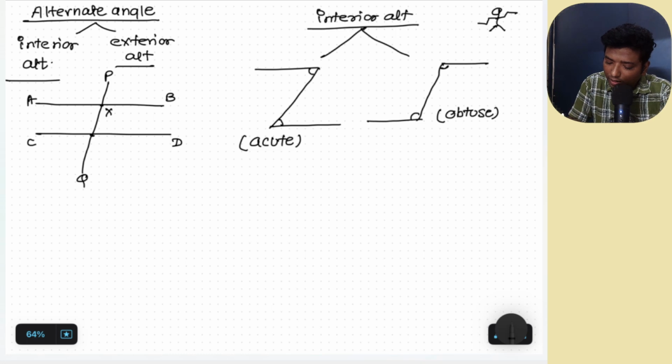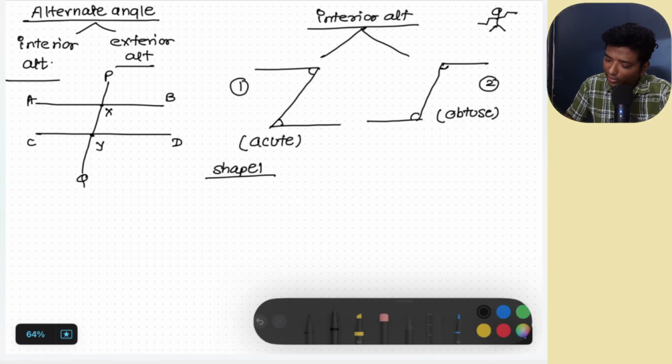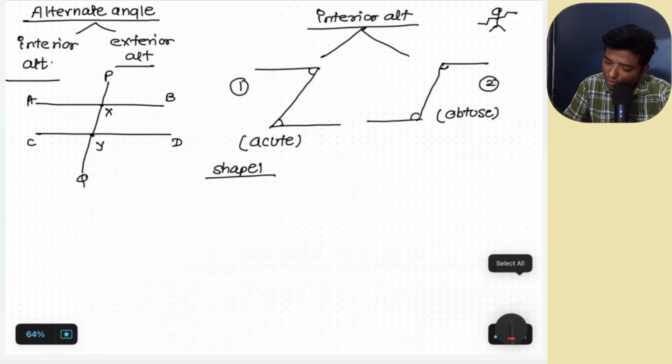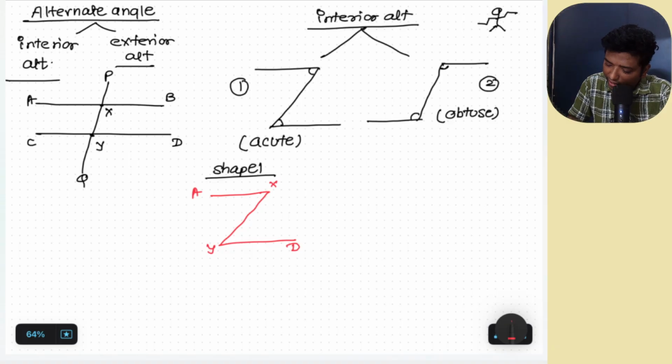Okay. Now, can you identify the shape? So I will give this as shape one. Can you identify shape one? Easy. Yes. Very easy. So shape one can be written A X Y, X Y D. Here is one angle. Here is one. So I can call this as.